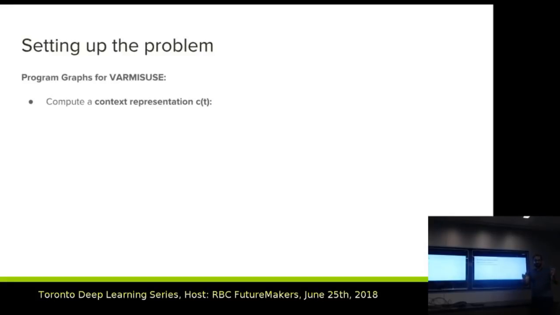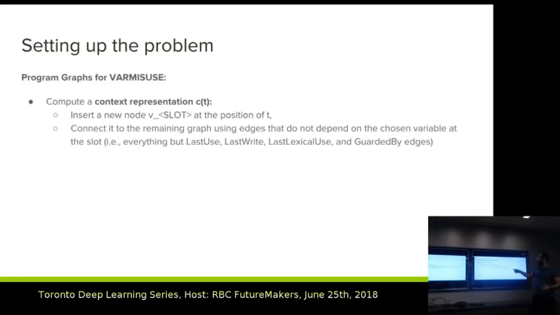What they do is grab the source code and go to the variable that is removed. They replace that node with a placeholder node, a slot, and they remove the data flow edges that depend on that variable. Those edges are things like last used, last write, guarded by, etc.